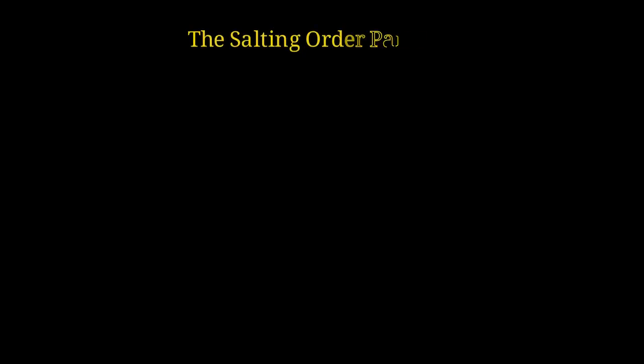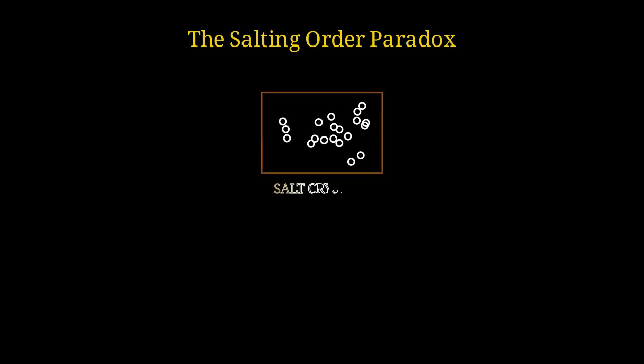Welcome to the fascinating science of the salting order paradox, where timing changes everything in cooking. When you salt meat, something remarkable happens at the molecular level, but the timing determines whether you get tender, juicy meat or something dried out.